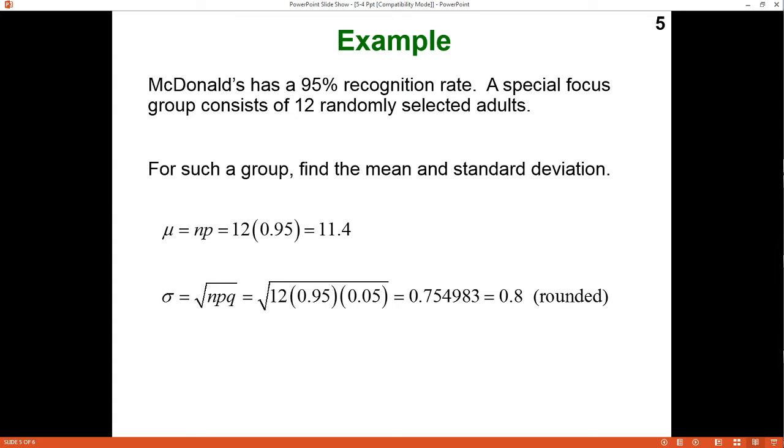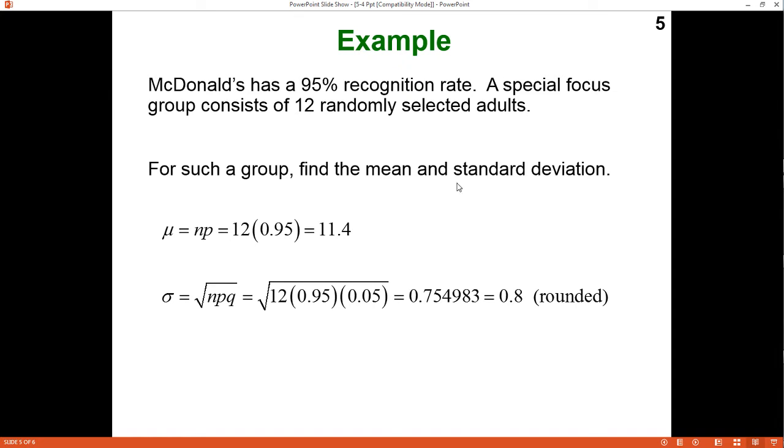Okay, so here's an example. McDonald's has a 95% recognition rate. A special focus group consists of 12 randomly selected adults. For each group of 12, we can find the mean and standard deviation. Well, right here with 12 adults, and they have a 95% recognition rate, which means there's a 95% chance that each individual adult would recognize McDonald's.